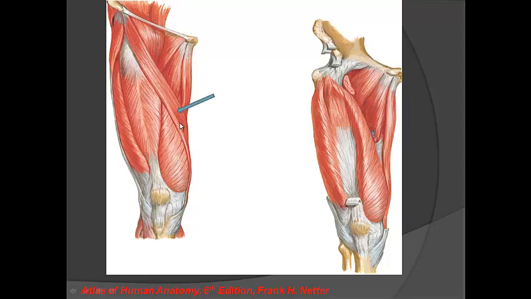This muscle is called the sartorius. The sartorius is one of the muscles of the anterior compartment that crosses two joints. It crosses the hip and it crosses the knee, so automatically it's going to work on both of those. Its origin is up here, its insertion is down here, so if you think about it, you can figure out what kind of action it will do. So that's your sartorius.